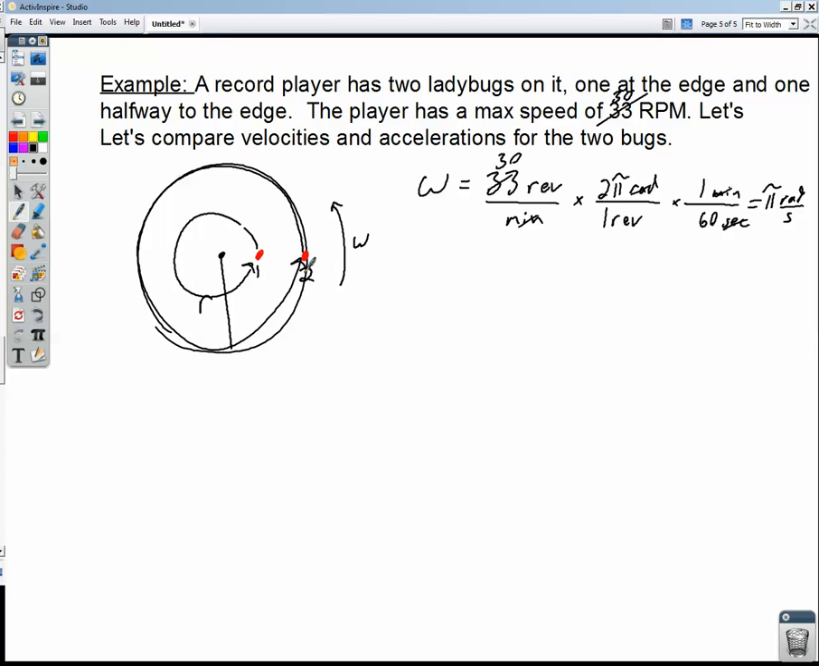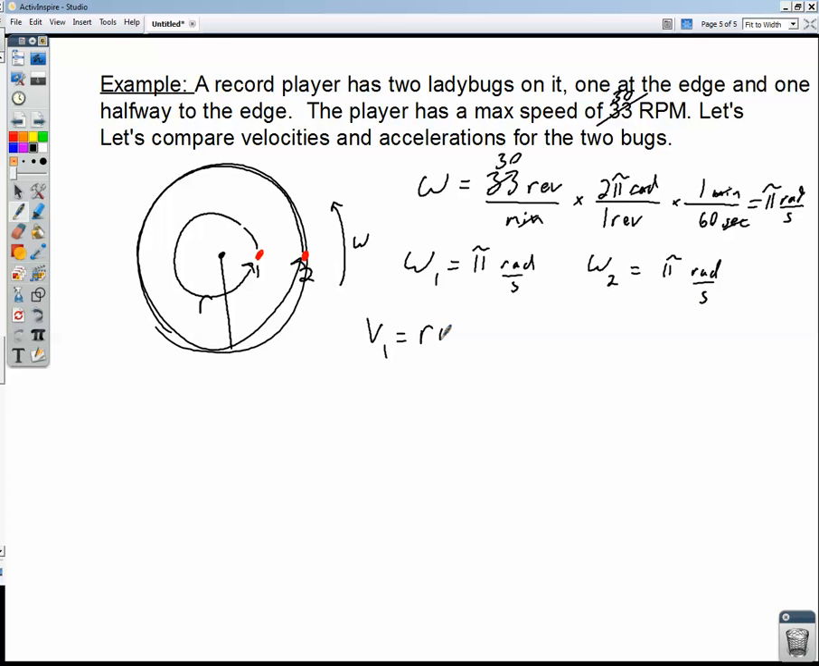It's true that Ladybug 2 travels a greater distance, but that's going to play into the linear velocity, not into the angular velocity. So for both ladybugs, omega 1 is equal to pi radians per second, and Ladybug number 2 has an omega of pi radians per second. So we see that their angular velocities don't depend on where they are on the record player. Now let's look at their linear velocities.